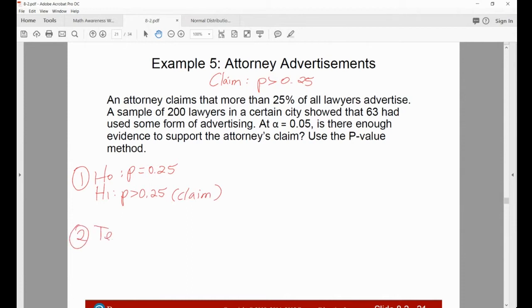Now we need the test value using the formula for Z: P hat minus P over the square root of P times Q over N. So what's the value of P hat? 63 over 200. So 0.315.